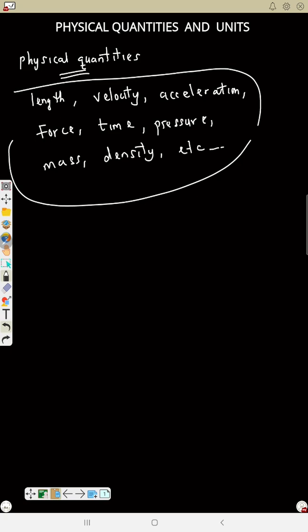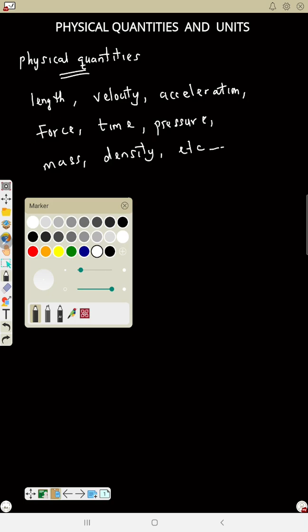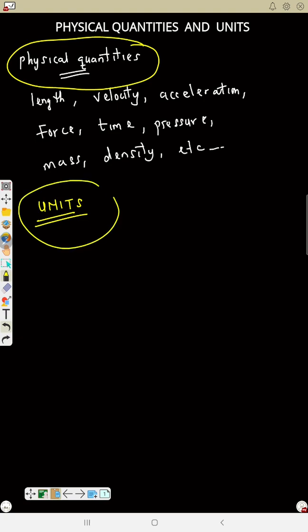So now, what can you say about units? We have physical quantities and units. We have already said that if a quantity has a numerical value, then it should have a unit. Physical quantities are measured in terms of units.